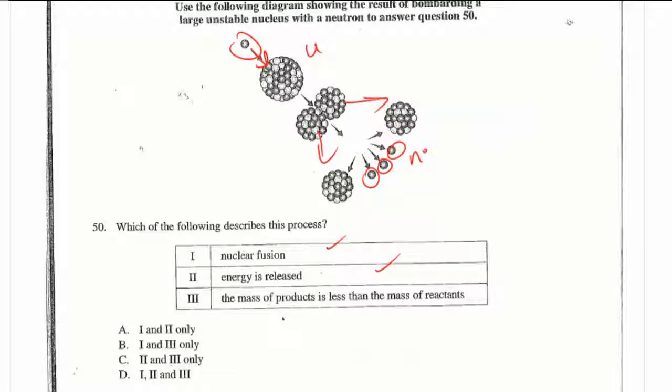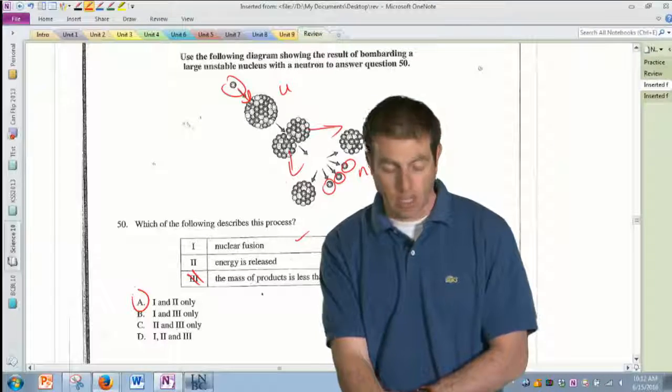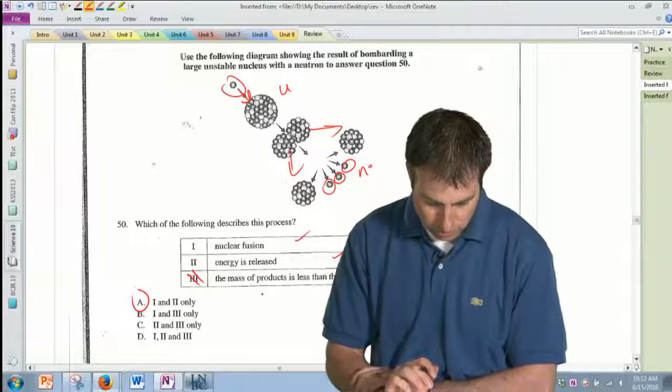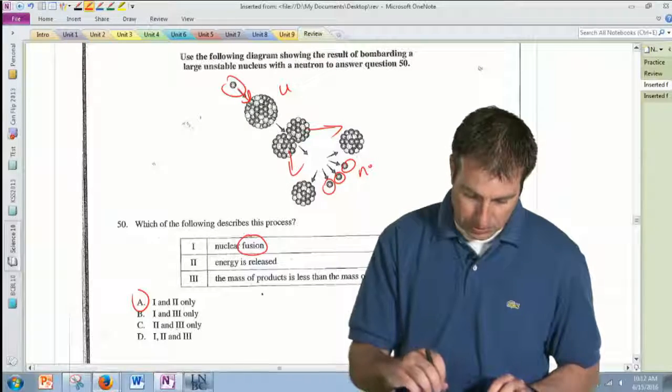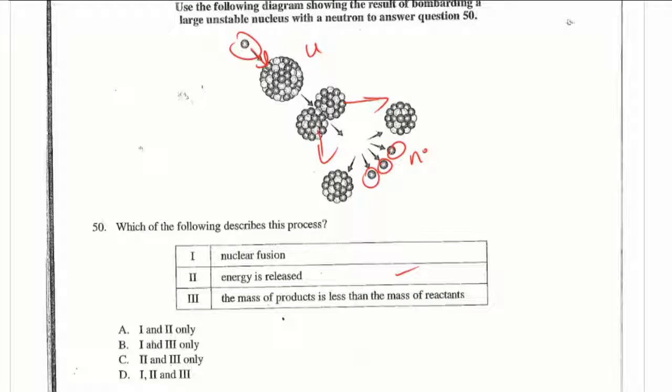The mass of the products is less than the mass of the reactants. So 1 and 2. Why not 3? Yeah, did I say fusion? I'm sorry. Oh, the nuclear fusion. That says fusion. I misread it. Energy is going to be released, and the mass of the products is less than the mass of the reactants.